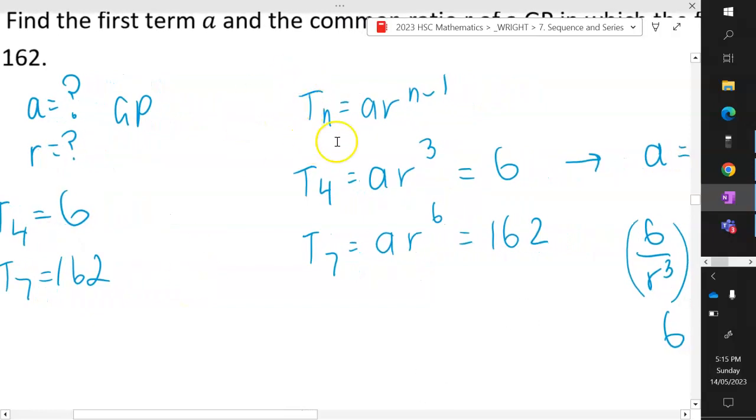It said it was a GP. So this is our formula for the term of a GP. Term 4 equals, we've got A times R to the 4 minus 1, which is 3, and that equals 6. Popping the second one in. Term 7 is A times R to the 7 minus 1, which is 6, which equals 162. We could do this a variety of different ways, but here's our first equation, here's our second.